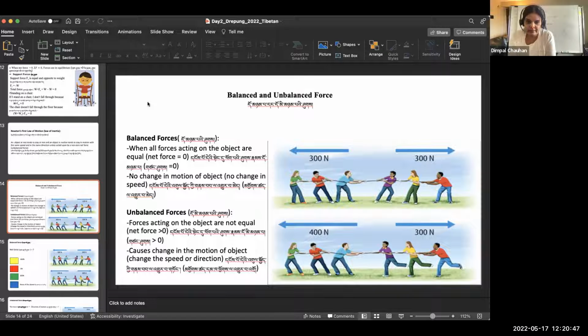Yeah, no team will win in the first case because the forces are balanced. You know how you go in your shops and buy the vegetables? You wait, it balances, right? And then only you buy. So everything is balanced in first case. So there is no change in motion of the object.